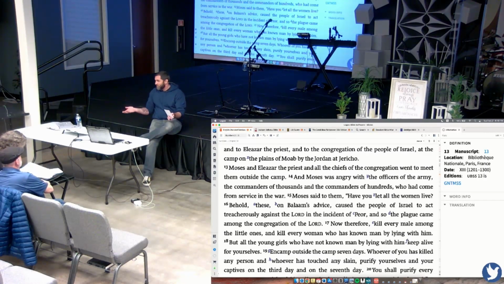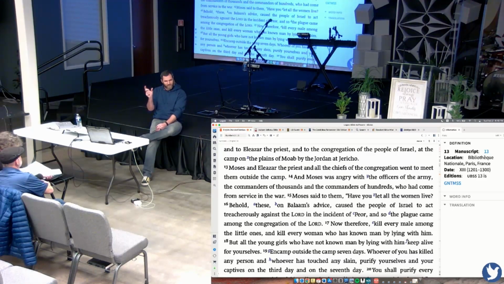What has to happen? Numbers 19. Right, Numbers 19 has to happen. So they're outside the camp. Moses and the priest go and meet them there. Moses was angry with the officers of the army and the commanders of thousands and the commanders of hundreds who had come from service in the war. Moses said to them, "Have you let all the women live?" So he's angry that they've let all the women live.